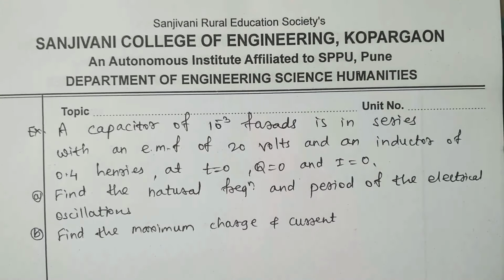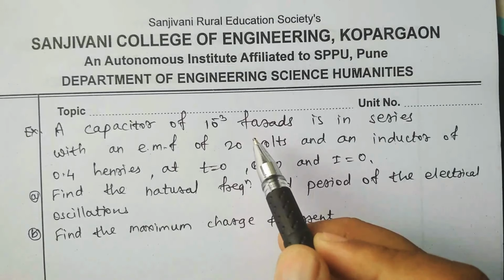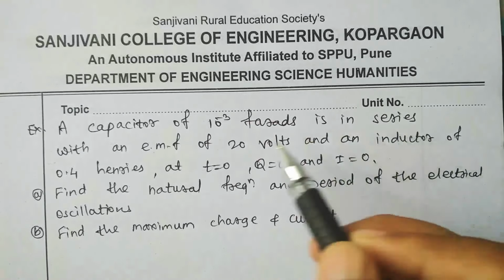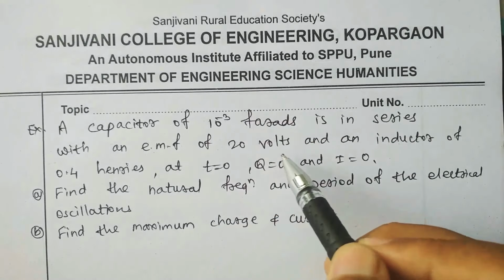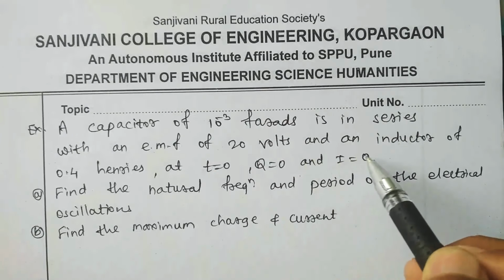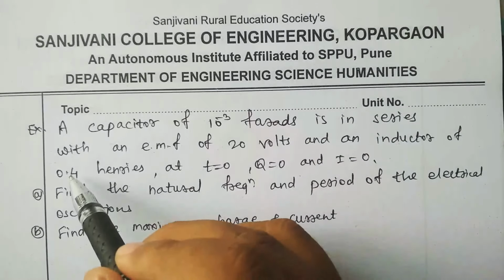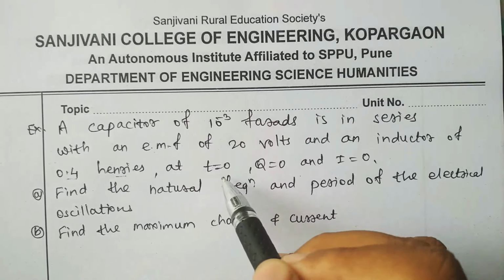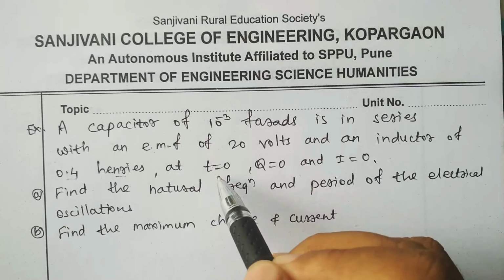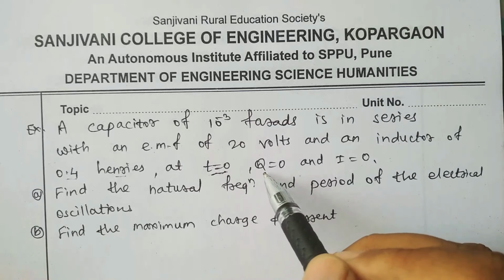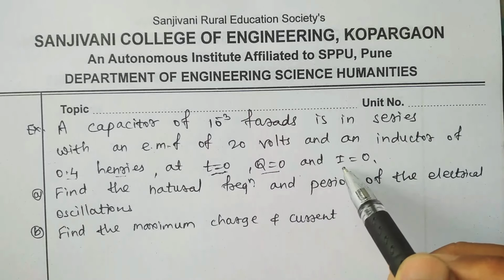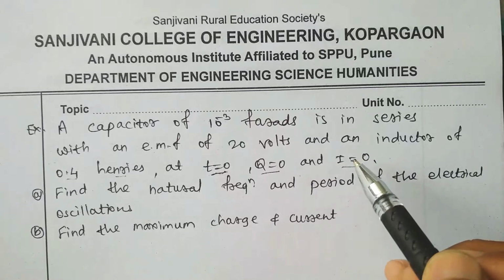First example: a capacitor of 10 raised to minus 3 farads is in series with an EMF of 20 volts and an inductor of 0.4 henries. Also we are given the initial condition at t equals 0, that means when time is 0, the value of Q is 0 and the value of I, that is current, is also 0.